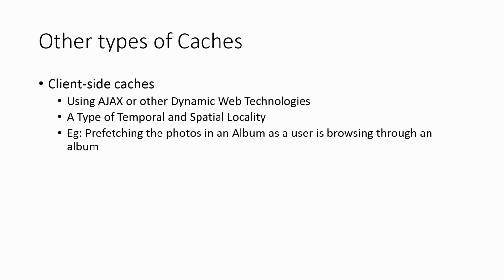It's a mix of temporal and spatial locality. And a good example of this is someone who's going through a photo album, say on Facebook or any other kind of social media. As the user is browsing through the pictures, the client-side JavaScript can actually prefetch some of the future photos in the album in order to make that experience as fast as possible. So it would actually prefetch and keep a copy of the data that is anticipated by the user, right?